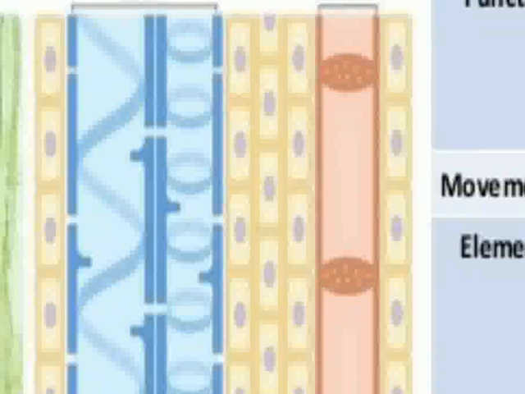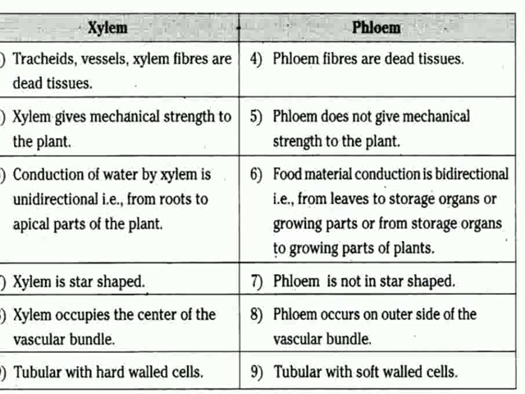The sieve tube elements are also long tube-like structures arranged longitudinally and are associated with the companion cells. Their end walls are perforated in a sieve-like manner to form the sieve plates. A mature sieve element possesses peripheral cytoplasm and a large vacuole but lacks a nucleus. The function of the sieve tubes is controlled by the nucleus of the cells called the companion cells, which are specialized parenchymatous cells and are closely associated with the sieve tube elements.